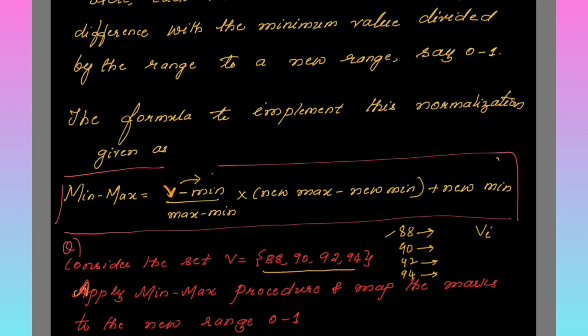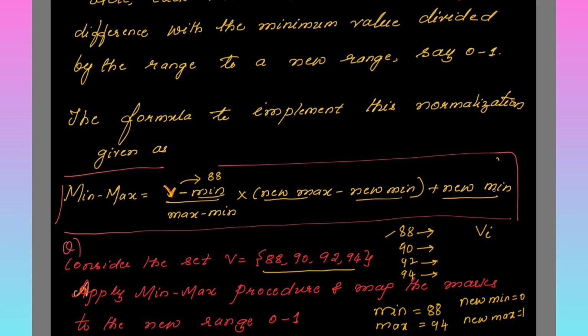First time in the place of V you will be using 88. What is the minimum value here? Minimum is from this range. The minimum value is 88. What is the maximum value in this range? It is 94 in the given set, and we also have new max and new minimum in the formula. Because you want to bring it to a smaller scale, 0 to 1, the new minimum is 0 and your new maximum is 1, and here plus new minimum, which you have already written, is 0. So these are the values you need to substitute.